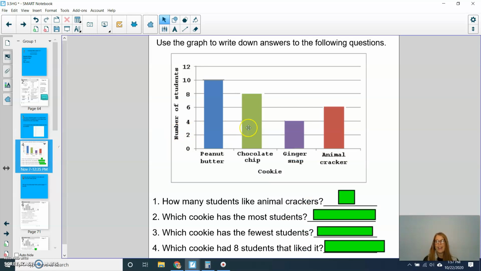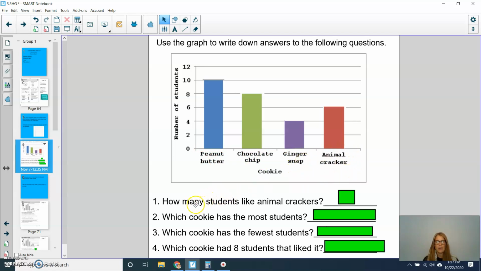So boys and girls, you do not have this graph, but I want you to use your notebook paper just to write down answers from this graph. So can you number yours just 1, 2, 3, 4, and you do not need to write out the question, just writing down the answers. So take a look at the graph. I have number of students, and then at the bottom I have cookie. And the types of cookies that I have: peanut butter, chocolate chip, ginger snap, and animal cracker.